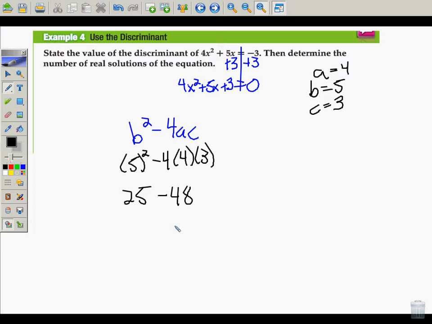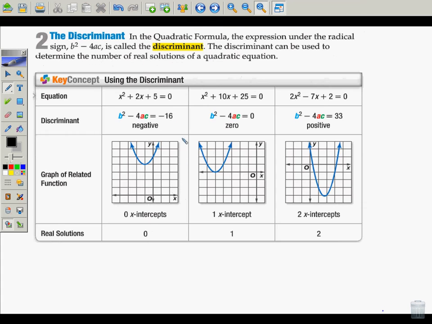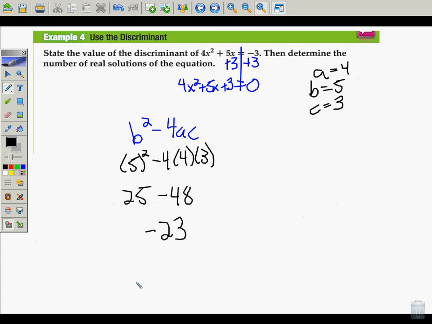My discriminant is negative. Go back, look at my table. Negative, 0 x-intercepts, 0 solutions. So we know how many real solutions there are? There are no solutions.